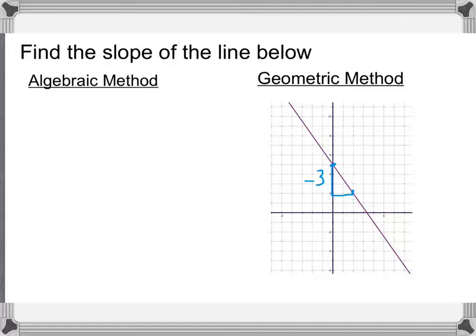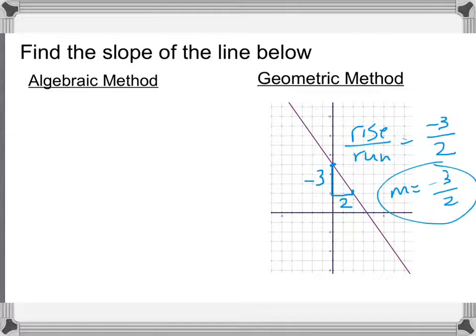And then it went to the right 2. So your rise over your run is -3 over 2. And that doesn't reduce any more because 3 and 2 don't share a common factor, so you want to just write the slope is equal to -3 over 2. Okay, that's one way of finding a slope.